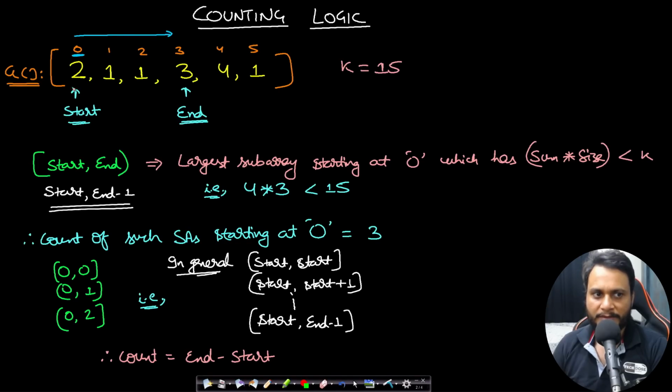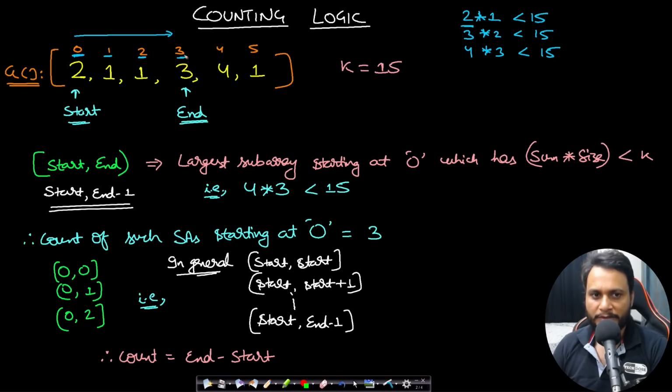So if you just have a single element 2, then your value that will be compared with k is the sum value, which is 2 multiplied by length. Is it less than 15? Yes. So I can extend the number of elements in the subarray starting at 0. So now if you include the 1, then it will become 2 plus 1, 3, and the length is 2. 6 is less than 15 as well. If you include this element 2, then the sum will be 4, length will be 3. 12 is less than 15 as well.